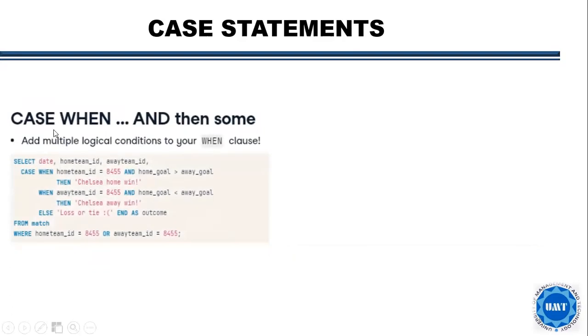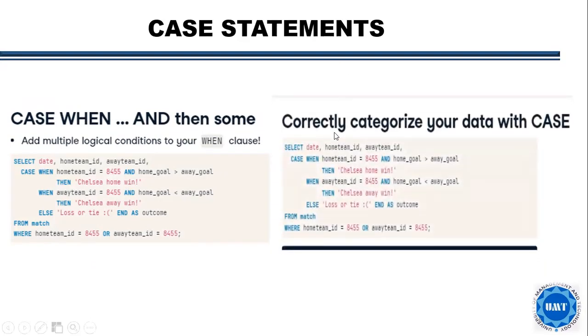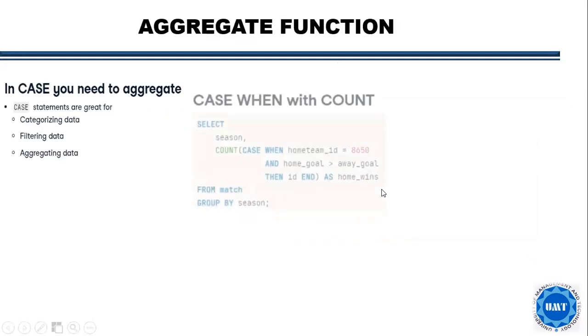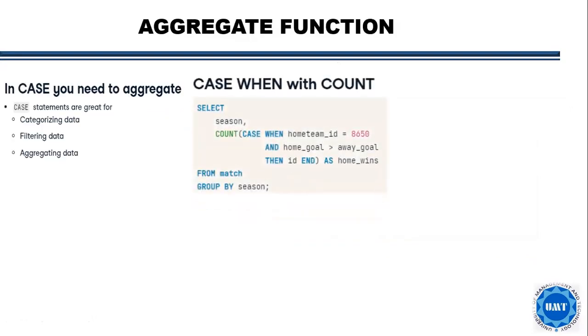Example. Case when and then some. Here we are using case when and then. And the last one is else and as. Here we have added 2 conditions by the replacement of and. Correctly categorize your data with the case. Here we have also used the and in between the 2 conditions.